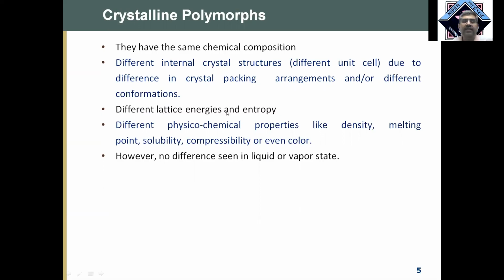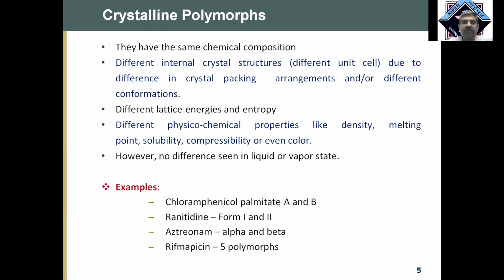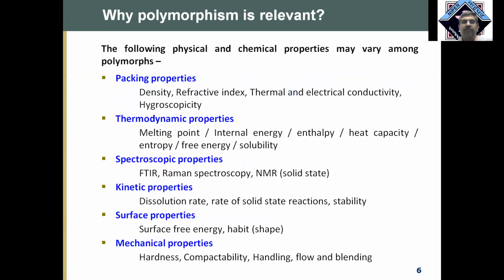Polymorphs have different lattice energies and entropy. They have different physicochemical properties like true density, melting point, solubility, compressibility, and sometimes even color. However, there are no differences in liquid or vapor state. As stated earlier, polymorphism is exclusively a phenomenon of the solid state. Examples of polymorphs: chloramphenicol palmitate form A and form B, ranitidine form 1 and form 2, aztreonam alpha and beta form. Rifampicin is reported in 5 polymorphic forms.